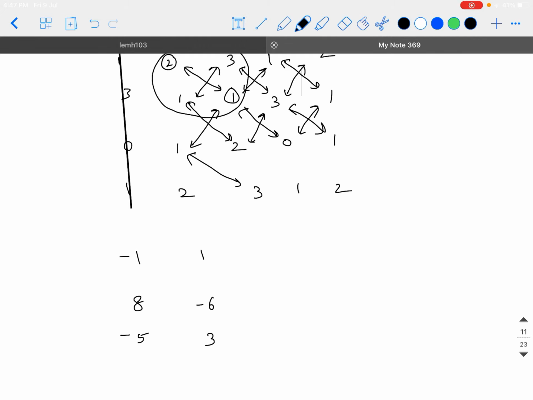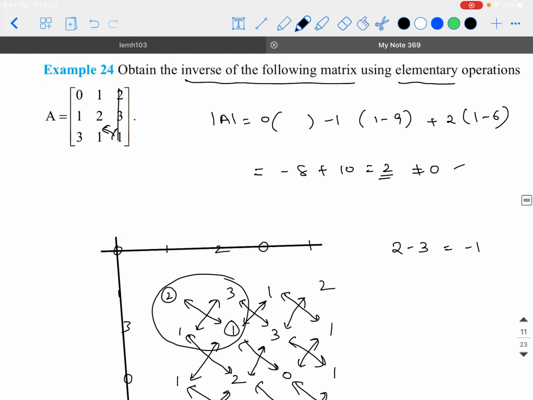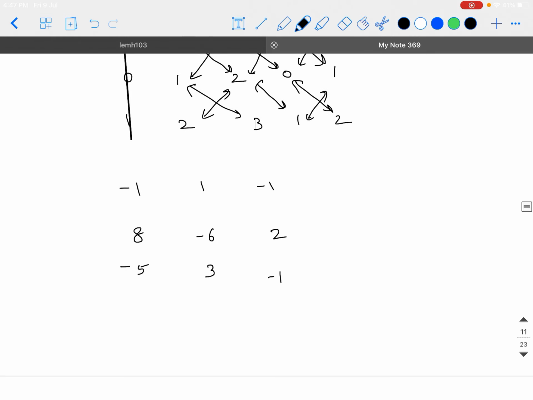Now again you do it here. 1 into 3 minus 2 into 2. So 3 minus 4 is minus 1. So 2 into 1 is 2, minus 0. So you just write it as 2. 0 into 2 minus 1 into 1. So it is going to be minus 1. Just a small correction here. I think it is plus 8 minus 2. I just checked it. So plus 8 and this is going to give you minus 10. So the answer is minus 2. It is not plus 2.